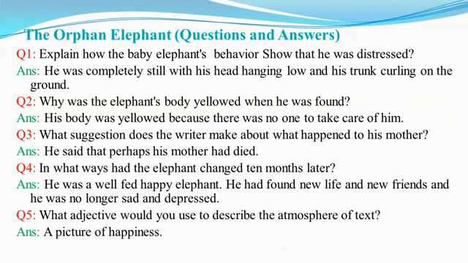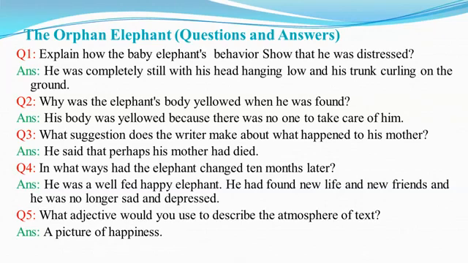Number 3: What suggestion does the writer make about what happened to his mother? The answer is he said that perhaps his mother had died. Number 4: In what ways had the elephant changed 10 months later? The answer is he was a well fed, happy elephant. He had found new life and new friends, and he was no longer sad and depressed.